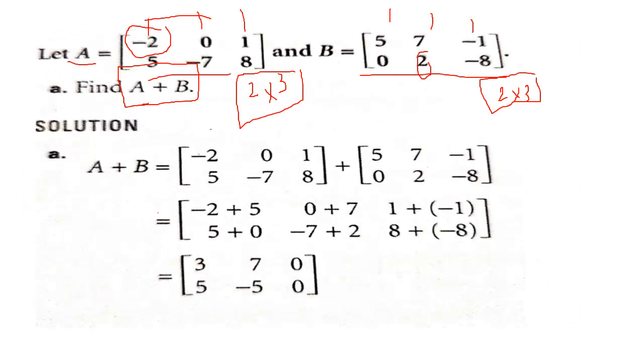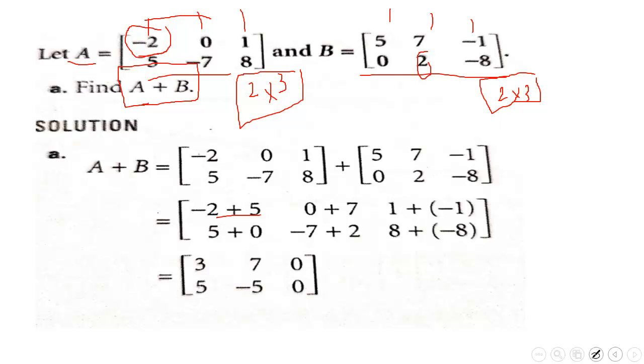So now we're gonna make negative 2 plus 5, 0 plus 7, 1 minus 1, 5 plus 0, negative 7 plus 2, 8 minus 8. So negative 2 plus 5 is 3, 0 plus 7 is 7, 1 minus 1 is 0, 5 plus 0 is 5, negative 7 plus 2 is negative 5, 8 minus 8 is 0. So now it's easy to make addition between the two matrices.